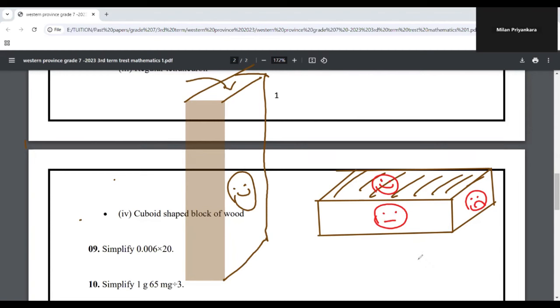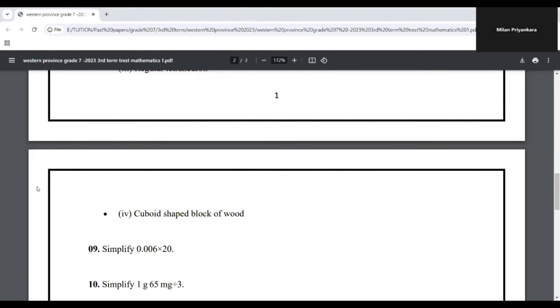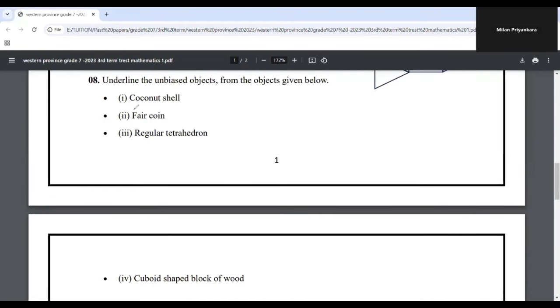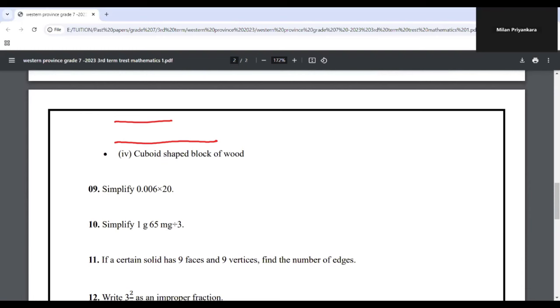Fine. Okay. And now I hope you understand the answer, right? And also I can add something here. This is not fair, right? So you have only two fair objects here, two unbiased objects. That means the fair coin and the regular tetrahedron. Fine. Okay, now let's go to the next part.